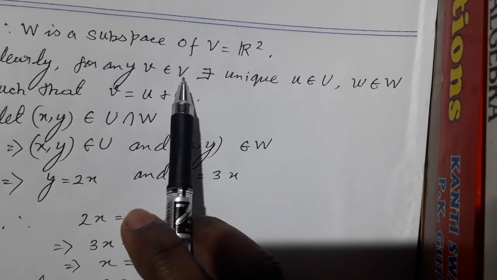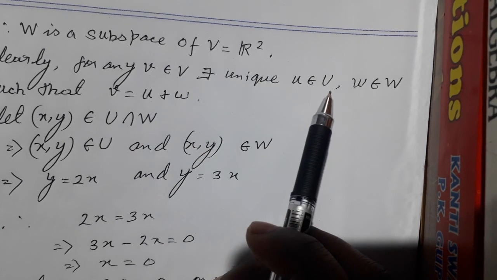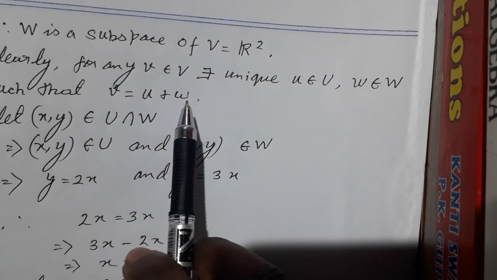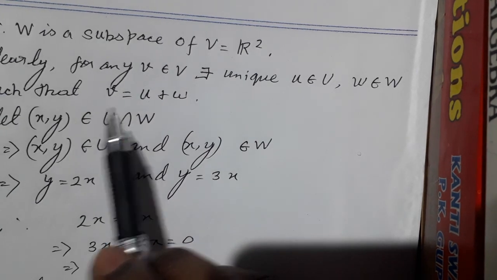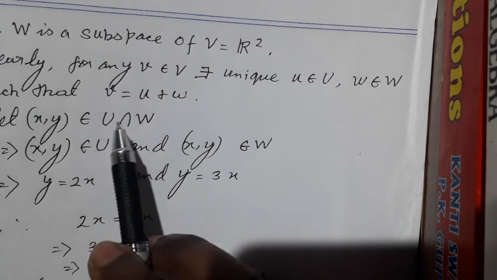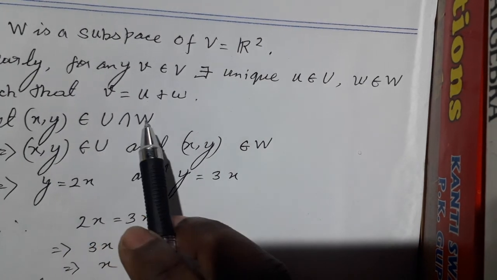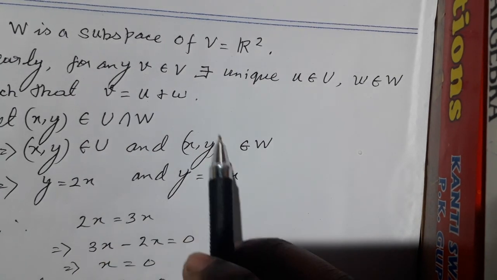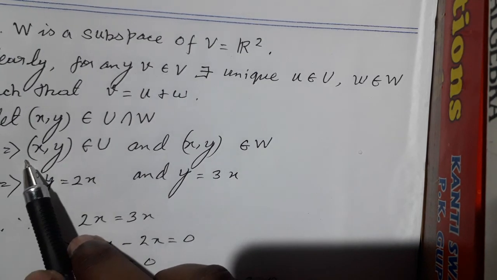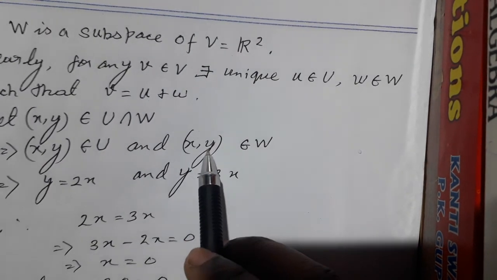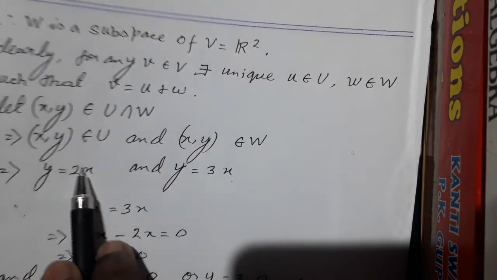Now I take any element in V. There exist unique elements u in U and w in W such that this can be written as u plus w. Now my aim is only to show that the intersection of these two consists of only the 0 element. So I took one general element in this intersection. This element will belong to U as well as W. An element belonging to U means y is equal to 2x, and an element belonging to W means y is equal to 3x. Both are y, so these two should be equal.